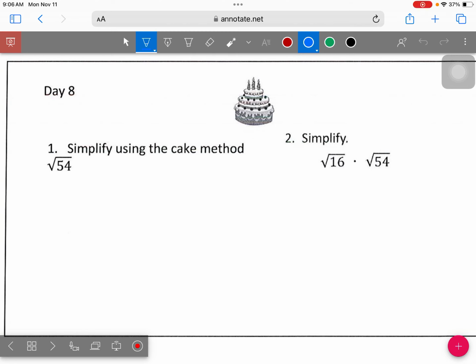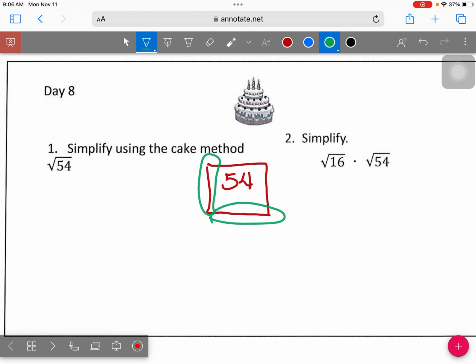Square root of 54. We talked a little bit about square root on Thursday before I left, and it's as if you had a square that was 54 square units in area. The square root is trying to find, well, what is the length of that square on one side? Again, that's what it means, okay?